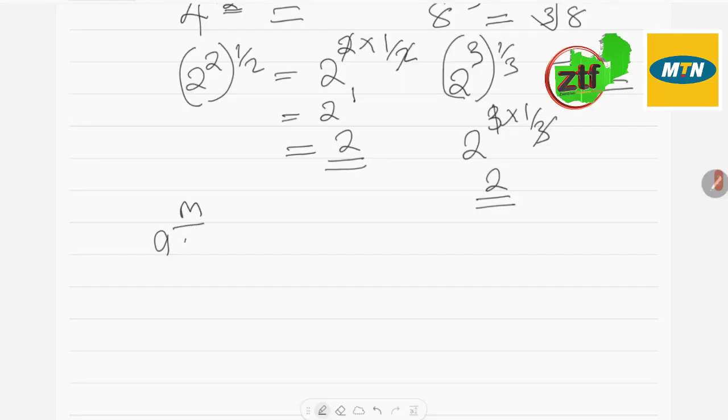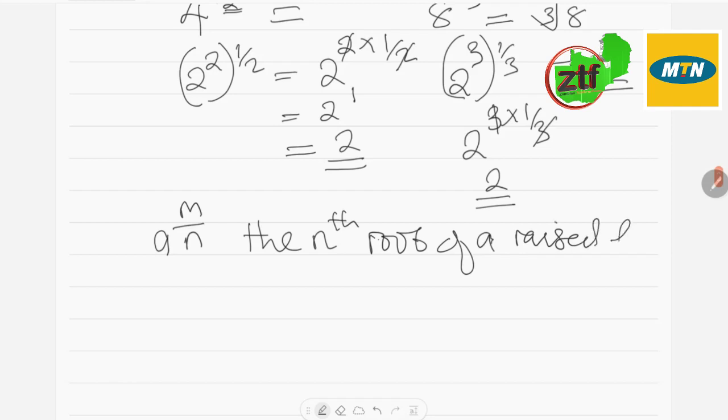Right, we can also look at the last one, which we can say is a to the power m over n. This means the nth root of a raised to the power m. The nth root of a raised to the power m.